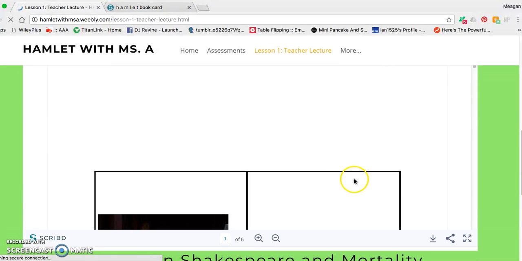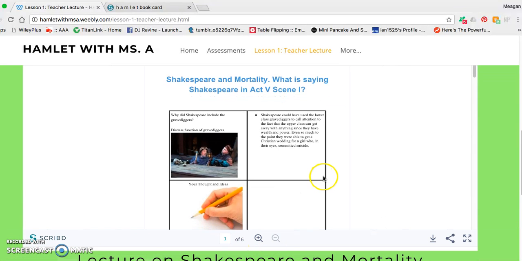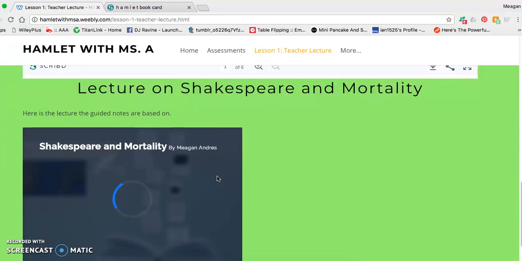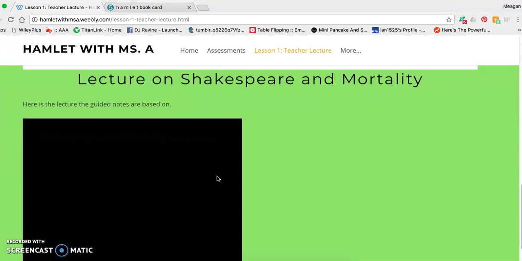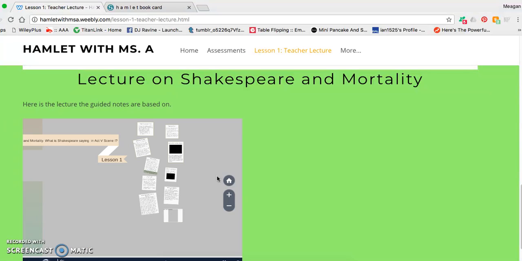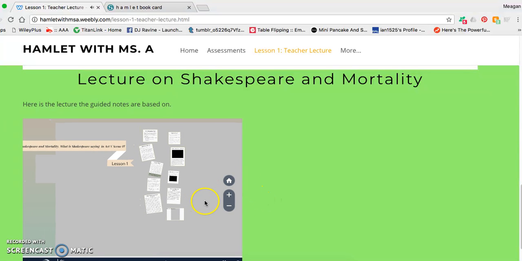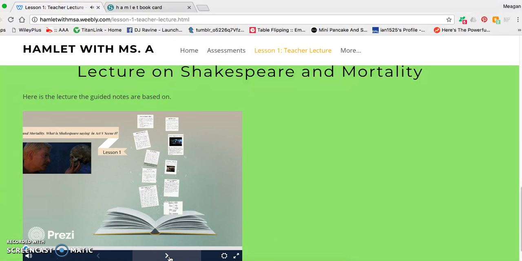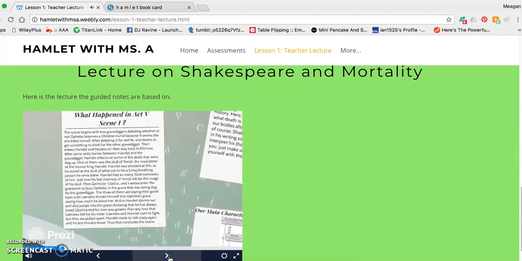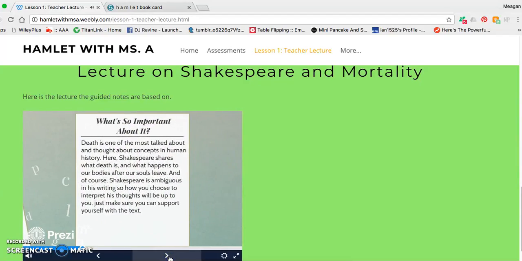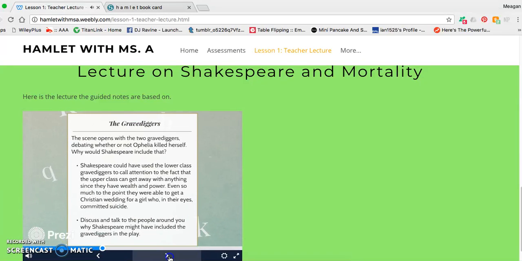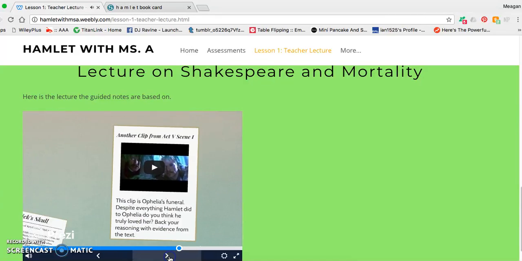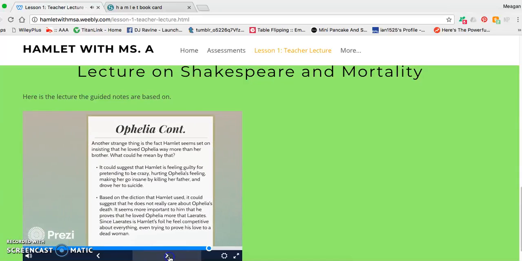So we skip to Teacher Lecture 1. Below are the guided notes that I've made for a lecture that covers Shakespeare and mortality. In this lecture, I go over Act 5, Scene 1, the scene where Ophelia has died and this is her funeral, and there are a lot of beautiful soliloquies that reflect on death, especially Hamlet holding Yorick's skull. Basically, this presentation focuses on what I think is important about mortality, and I wanted to share those ideas with my students.